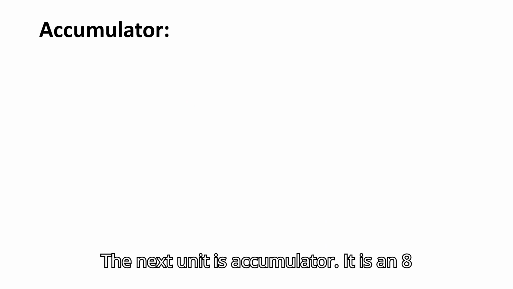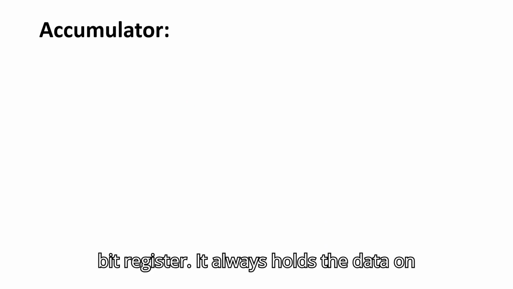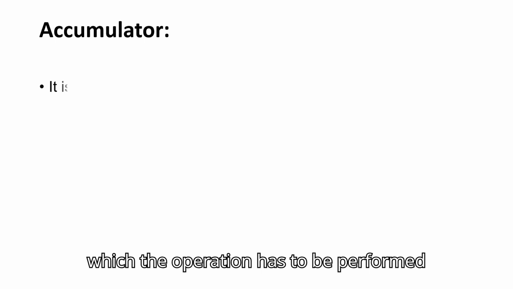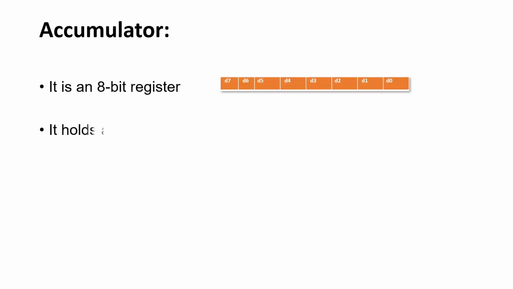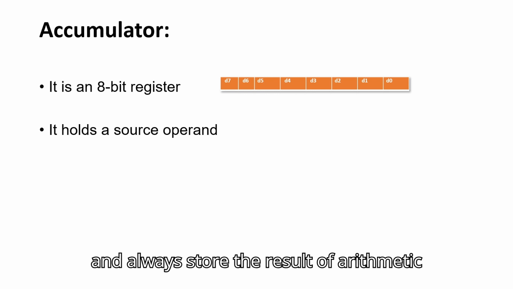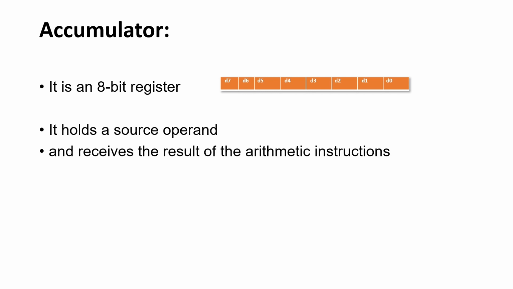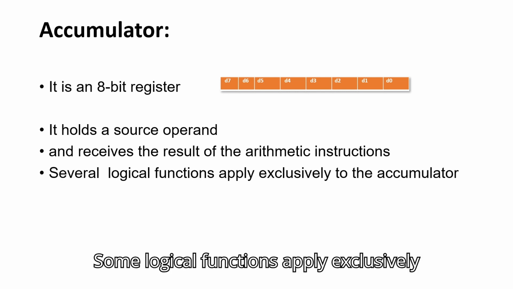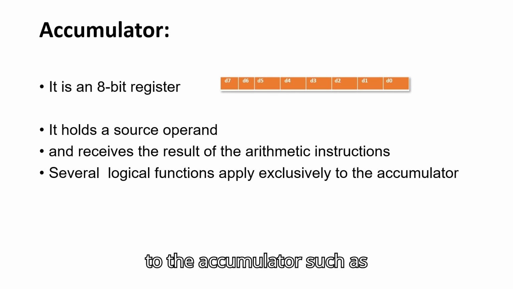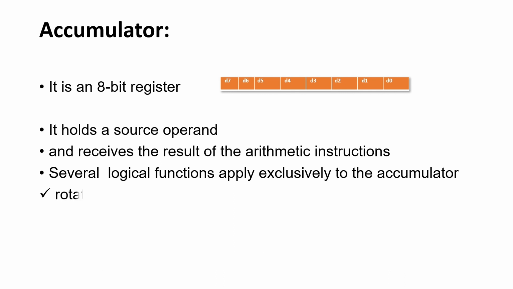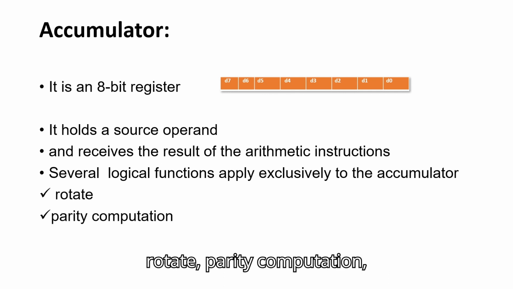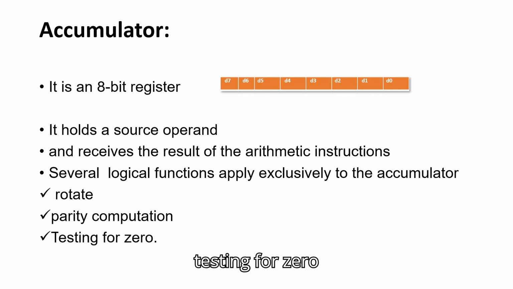The next unit is the accumulator. It is an 8-bit register. It always holds the data on which the operation has to be performed and always stores the result of arithmetic operations and some logical operations. Some logical functions apply exclusively to the accumulator, such as rotate, parity computation, testing for 0.